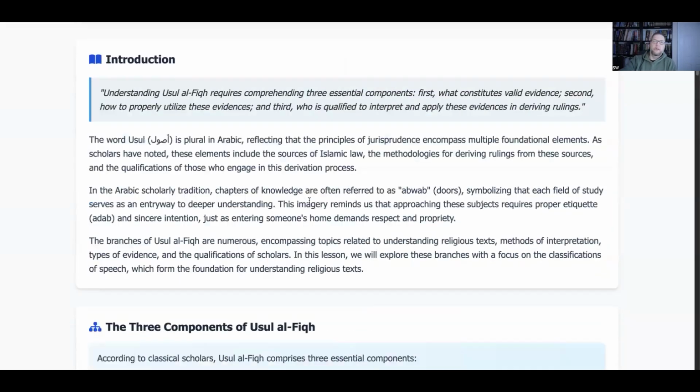Let's talk first about the essential components of usul al-fiqh as far as a definition, and we've talked about this a lot. Ma'rifatu dalail al-fiqh ijmalan wa kayfiyat istifadati minha wa hal mustafid. Understanding usul al-fiqh requires comprehending three essential components. First, what constitutes an evidence of fiqh. Second, how to properly utilize that evidence. And third, who is qualified to interpret and apply those evidences. When we talk about how to utilize, it also means which one takes priority over the other, and so on and so forth.